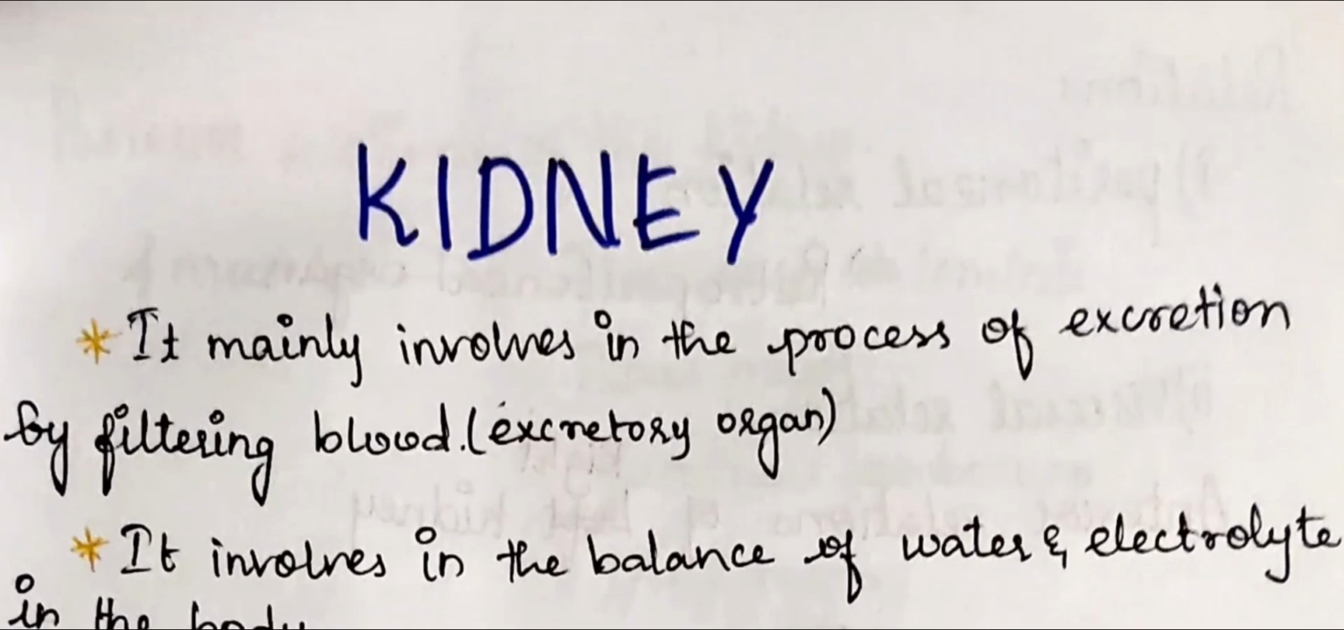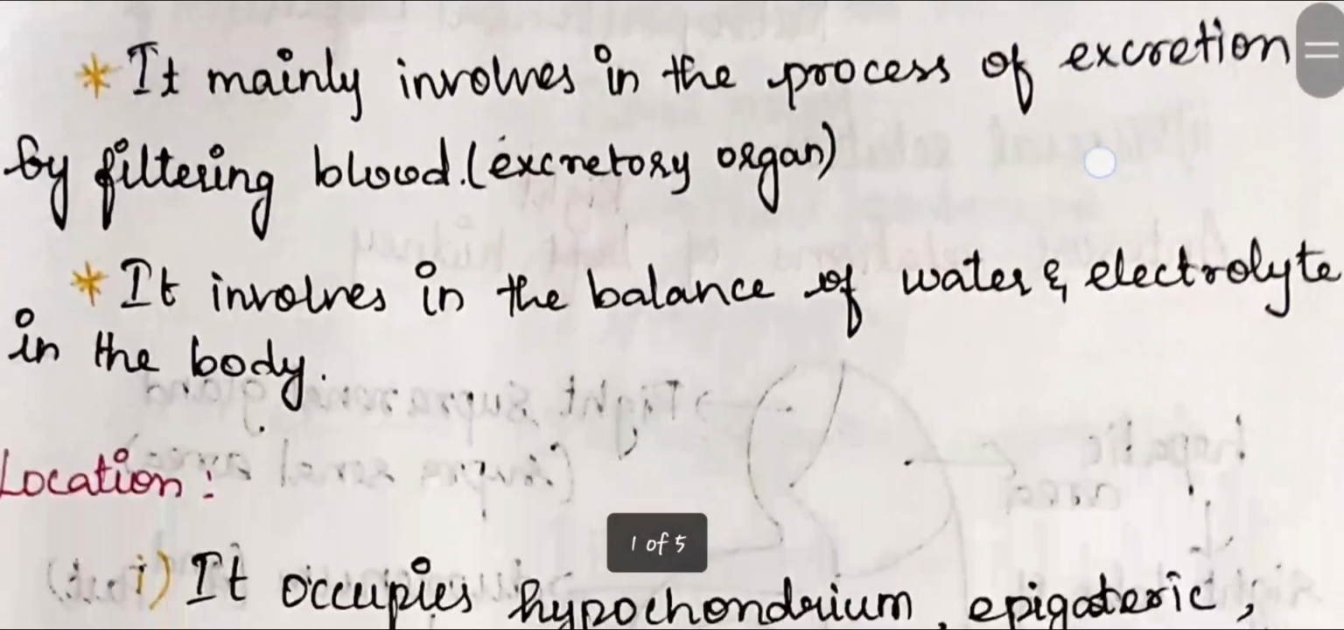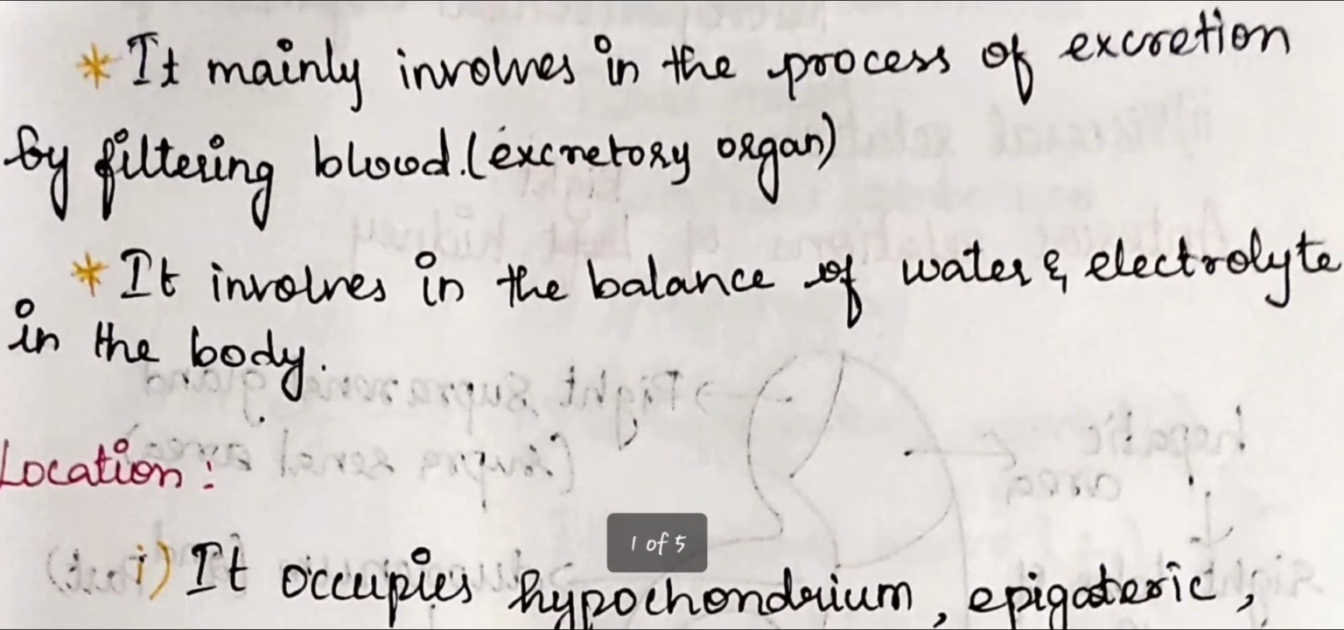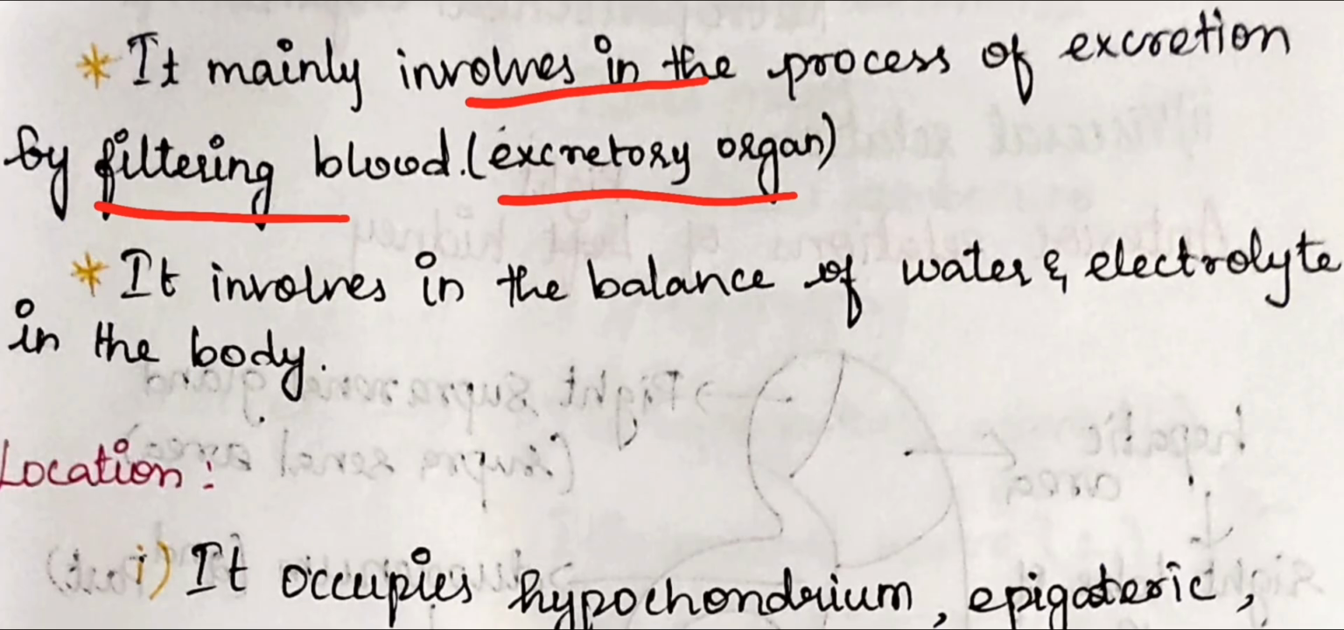In this video we are going to see about the vital organ, that is the kidney. First we are going to see about its functions. It mainly involves in the excretion process. It is the main excretory organ, and it filters the blood and excretes the unwanted waste. It also involves in the balance of water and electrolytes in the body. Electrolytes such as potassium and sodium are balanced and maintained by the mechanism of the kidney.